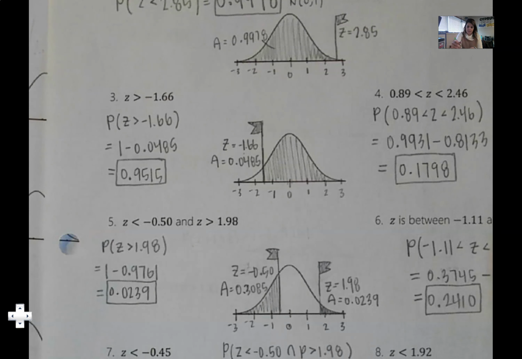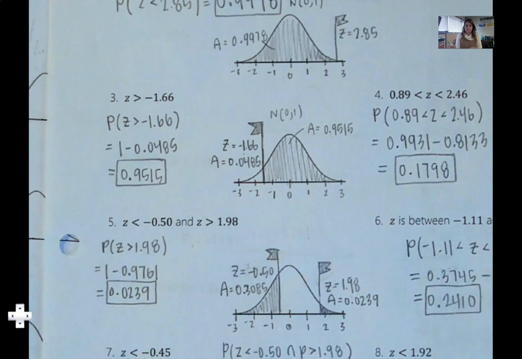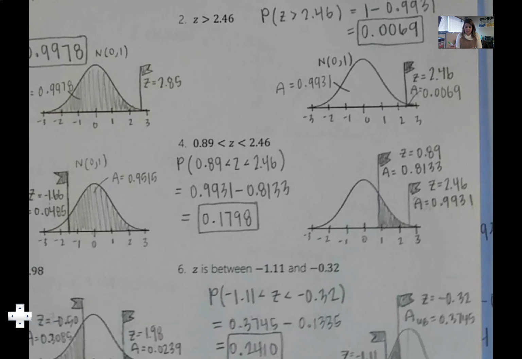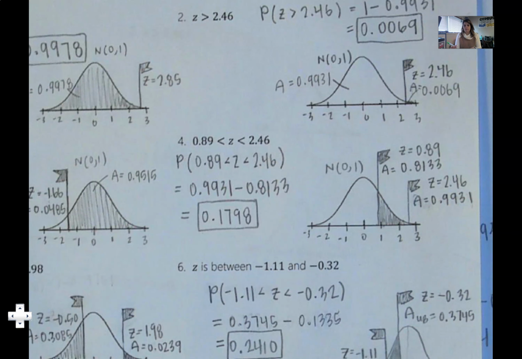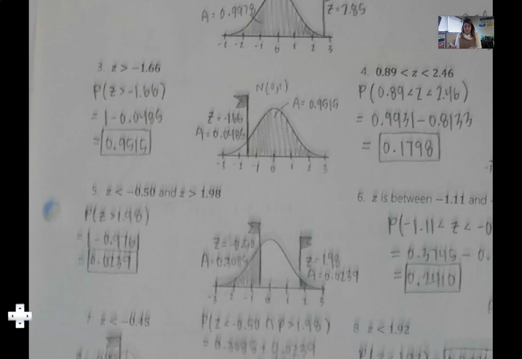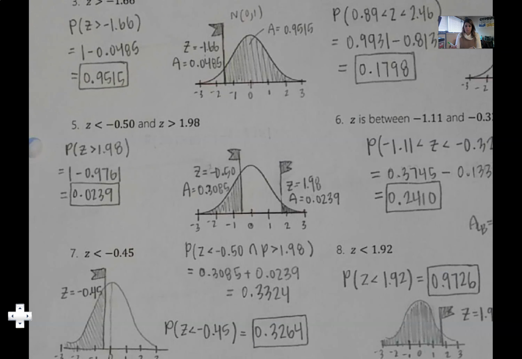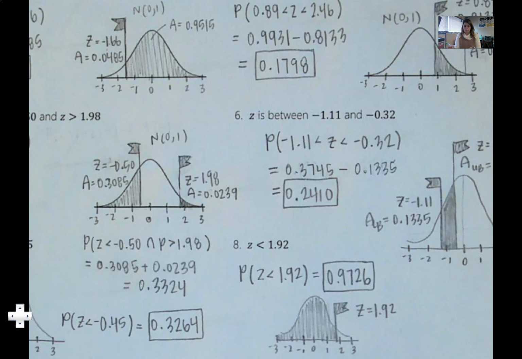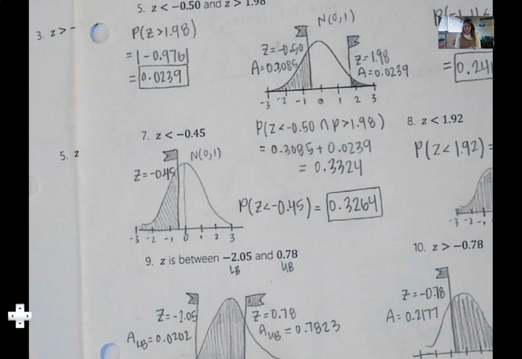Number 3, I got 0.9515. I think I said 5 and I meant 3, sorry. Number 4, I got 0.1798. Notice that I only shaded in the desired area. Okay, number 5, I got 0.0239. 6, 0.2410. 7, I got 0.3264.